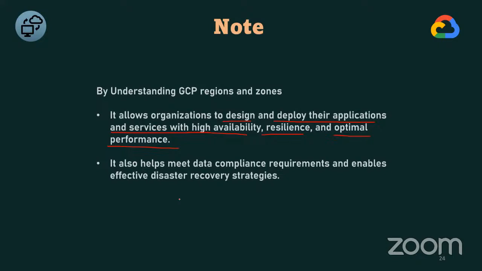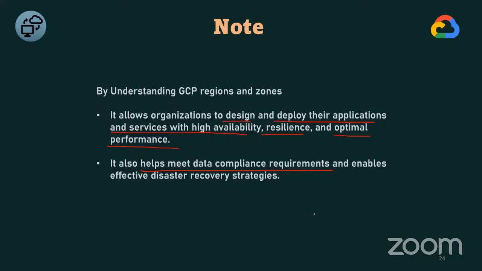So by understanding the GCP regions and zones, one can design and deploy their applications with high availability, resilience, and optimal performance. It also helps meet the data compliance requirements and enables effective disaster recovery. When you go for multiple regions and zones, that is what we call an effective disaster recovery strategy. If you select a single region, due to disasters you may lose the data. But when you select multiple zones or multiple regions, that is one of the strategies against disasters.